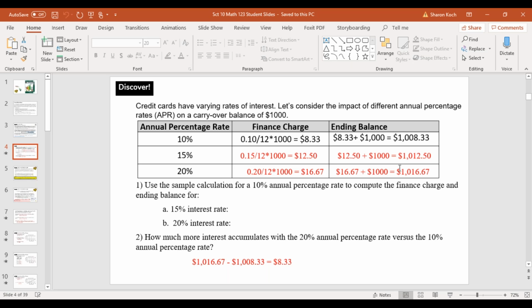So then you can see the balance that we're going to owe. Okay, so it's kind of interesting to see that. So it says how much more interest accumulates with the 20% annual percentage rate versus the other. Well, with the 10% here, it's basically doubled there. So, we really want to qualify for the lowest APR rate as possible, or you want to shop around for the lowest APR rate as possible.